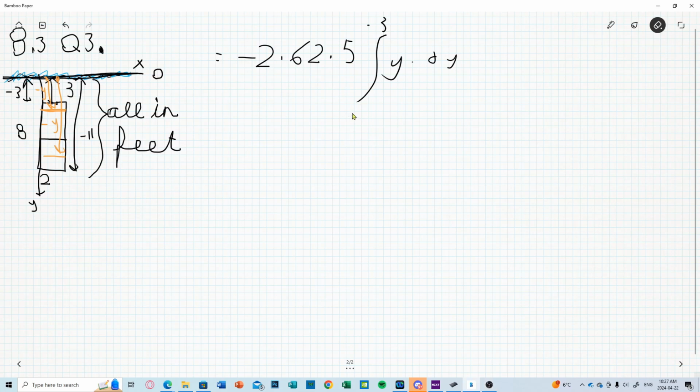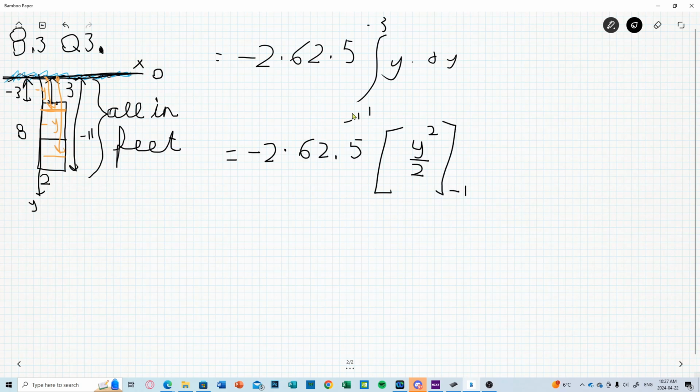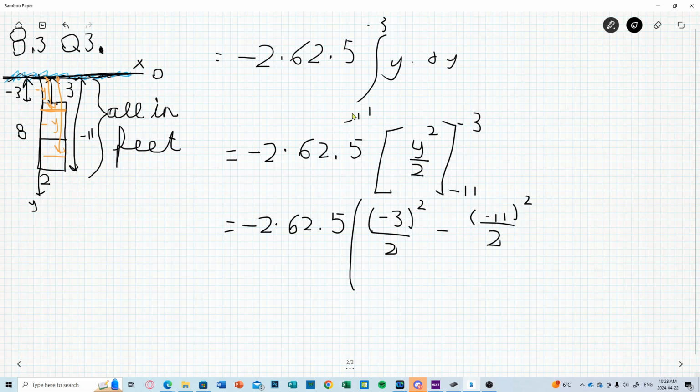Now we're going to do our integration. So it's going to be -2 multiplied by 62.5. This is just going to be a simple integration, which is going to make it y squared over 2, and then the bounds are still -11 to -3. This then becomes -2 multiplied by 62.5, all multiplied by -3 squared over 2 minus -11 squared over 2, which should give you the answer, which is 7,000.